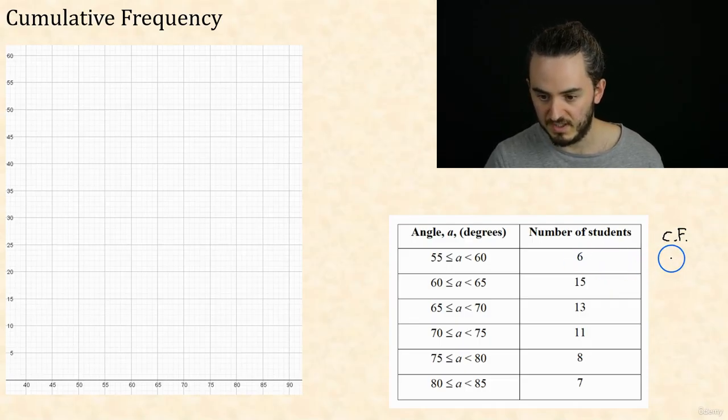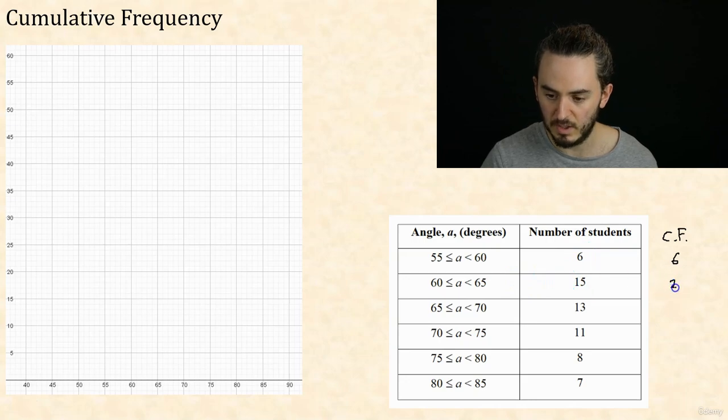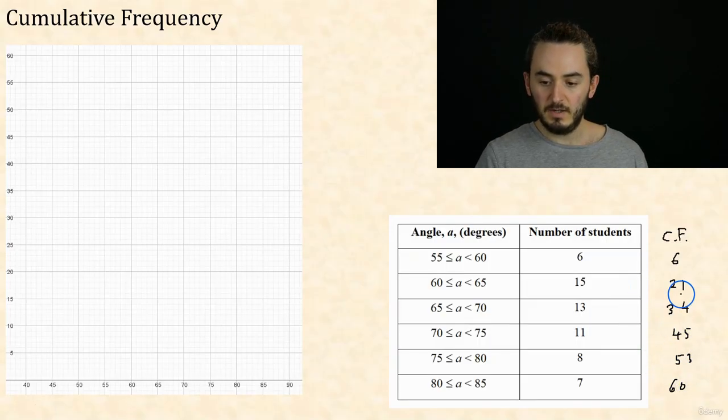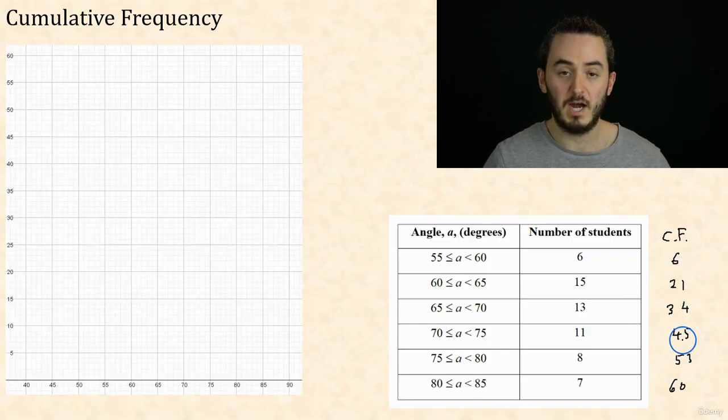So it is just 6 for the first one. So 6 students drew an angle of up to 60 degrees. And then for the number of students who drew an angle up to 65, it's 6 plus 15, so that's 21. And then up to 70 degrees, we just add in the next 13, which gets us up to 34. Add in the next 11, and that's 45. Add in the next 8, and it's 53. And finally add those 7, it's 60. Okay, so here are the cumulative frequency values, and they show us how many students drew angles up to various points.